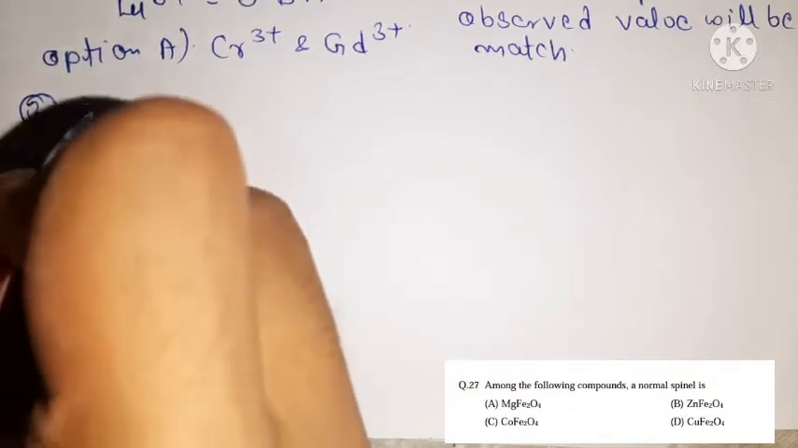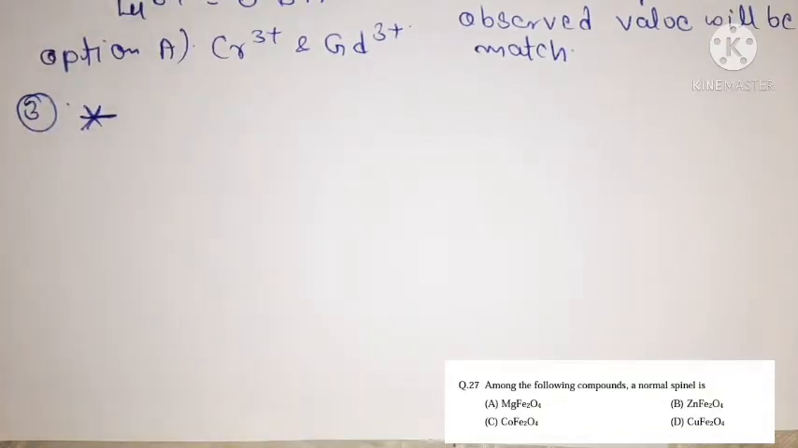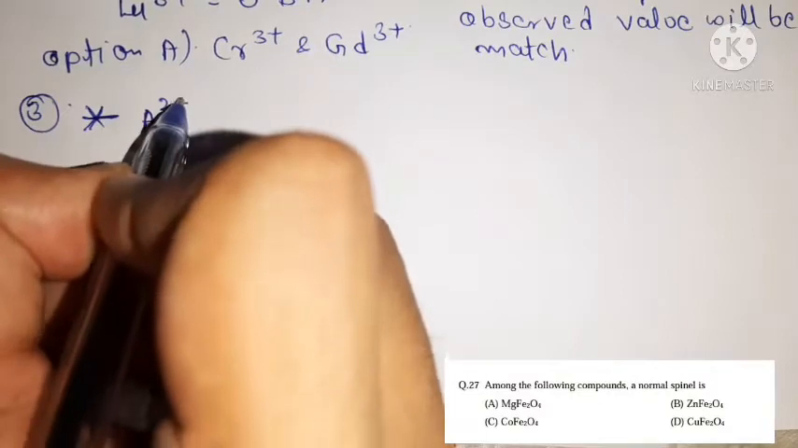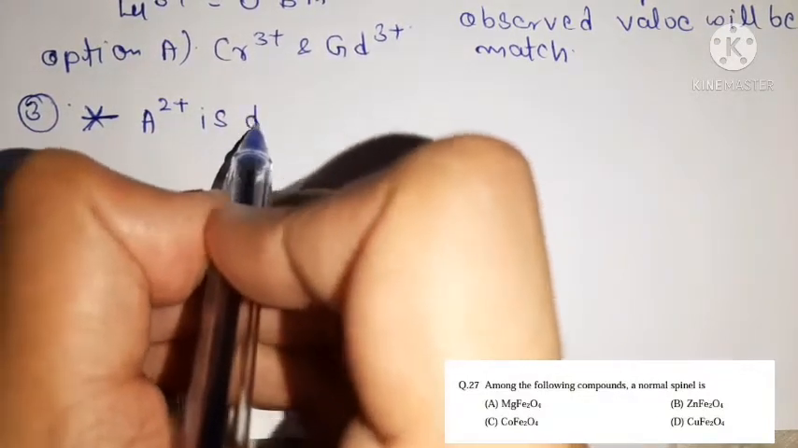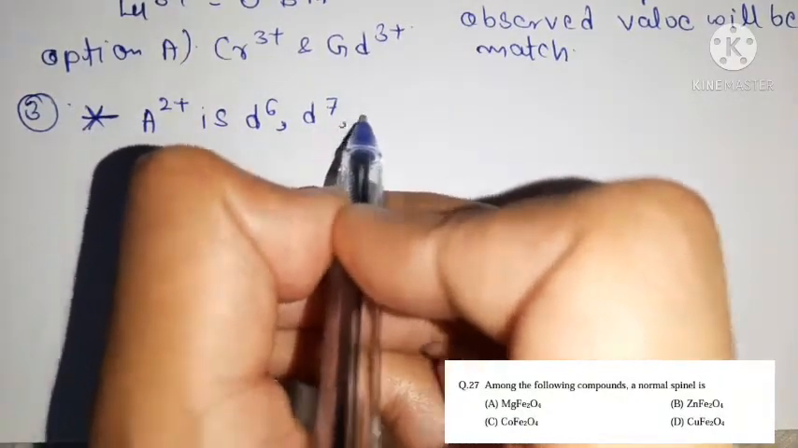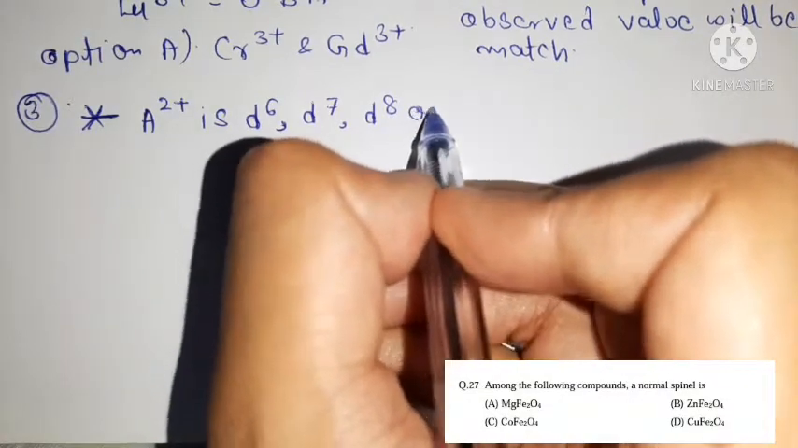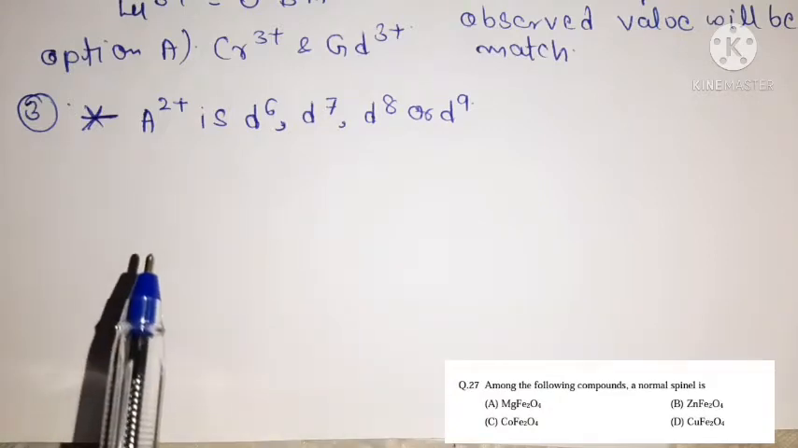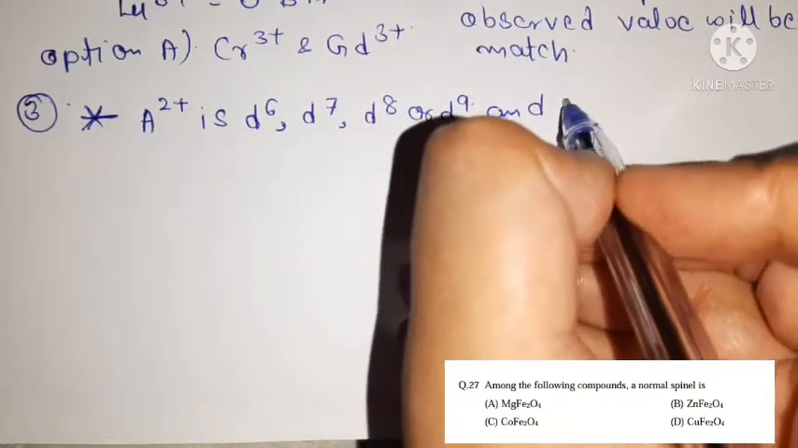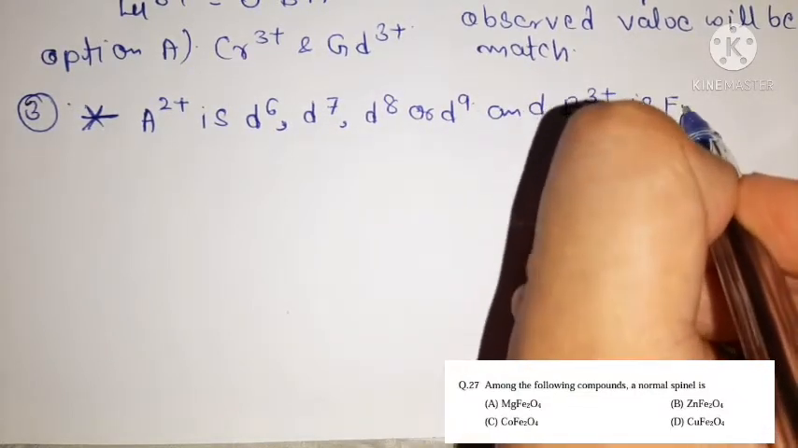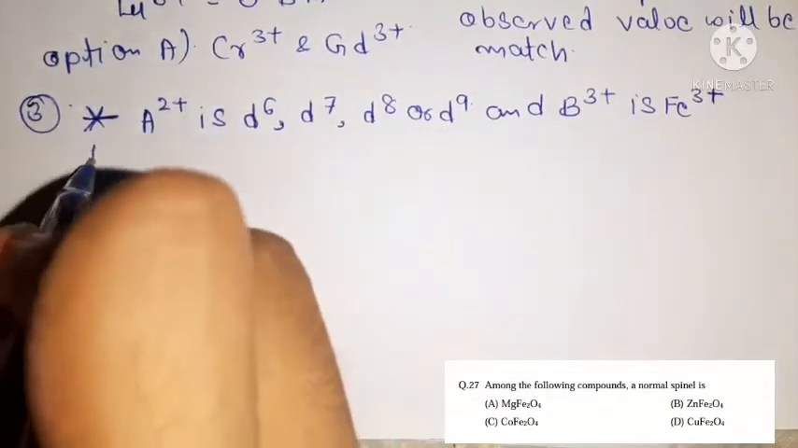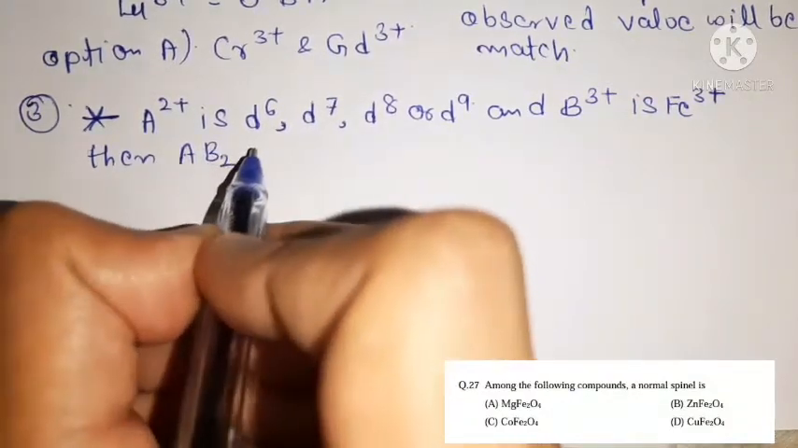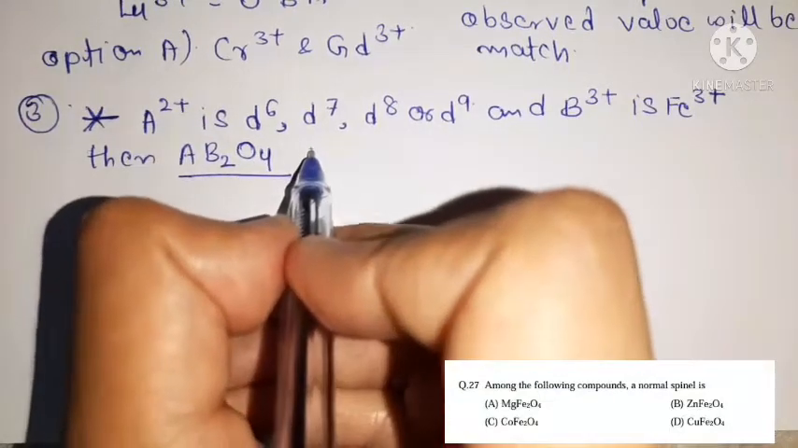Okay, so there is a general rule, remember this. It is a general rule, or you can say a trick, that when you find whether the given compound is a normal spinel or inverse spinel, if in your compound the divalent cation is with electronic configuration d6, d7, d8 or d9, and the trivalent cation is iron 3 plus, remember, then your given compound, that is AB2O4, the general formula for spinels, will be inverse spinel.